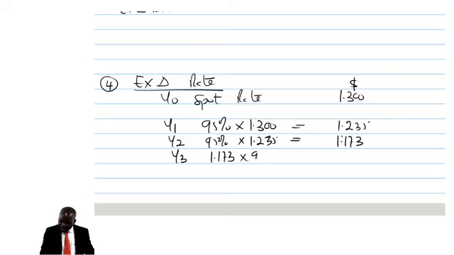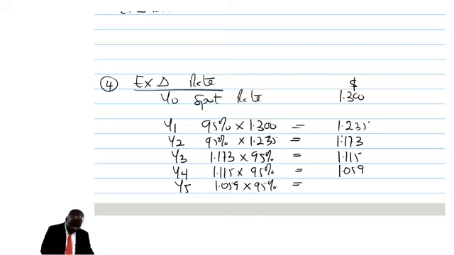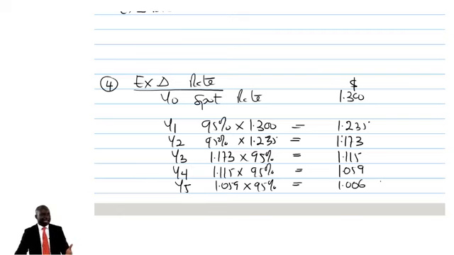And then year 3, 1.173 multiplied by 95%, and that will give you 1.115. And then year 4, 1.115 multiplied by 95%, and that gives 1.059. In case something should go to year 5, that will be multiplied by 95%. So 1.059 times 0.95, and that is giving 1.006. So these are the exchange rates.